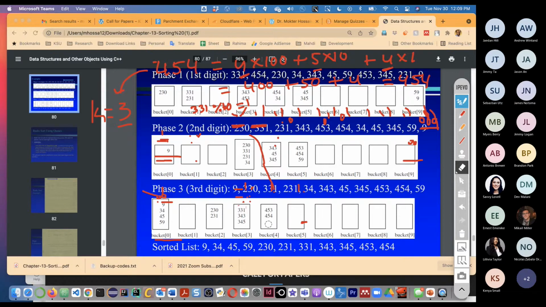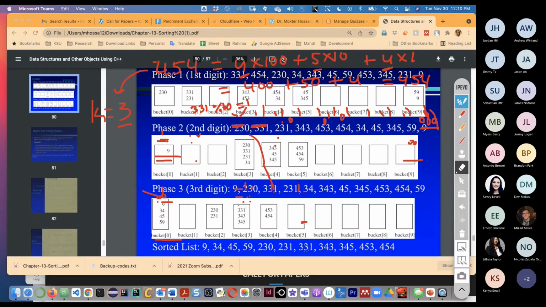Okay. So in the test, if I give an example problem for this one, you will be given a set of numbers, and then you will be asked to write the numbers in all phases. The first phase you will write like this, second phase like this, third phase like this, and then finally the sorted numbers like this. You may be asked to write the first phase, second phase, third phase, and sorted list separated by commas like this.